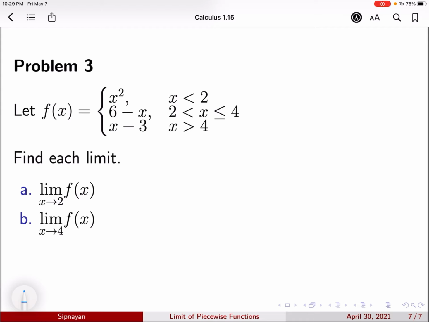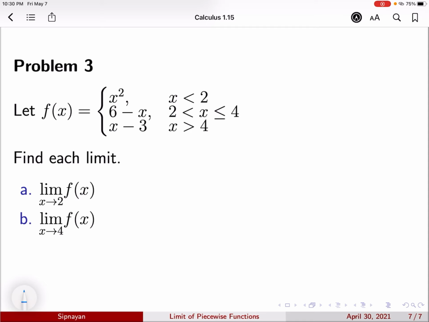Okay, so let f of x be equal to x squared if x is less than 2, 6 minus x if x is between 2 and 4, and 4 included, and x minus 3 if x is greater than 4. Now find each limit. So first we have to find the limit of f of x as x approaches 2, and then we will find the limit of f of x as x approaches 4.